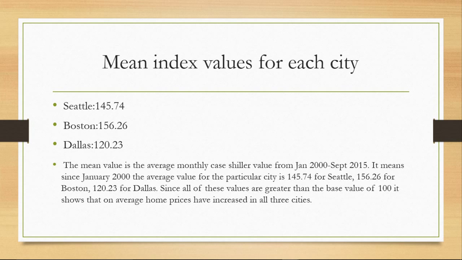So the means that I calculated for each city are as shown. The mean value is the average monthly Case-Shiller value from January 2000 to September 2015. Since all these values are greater than the base value of 100, it shows that on average home prices have increased in all three cities.